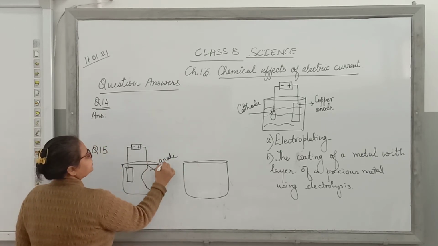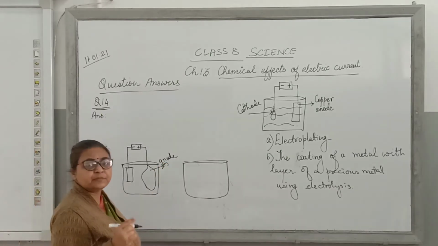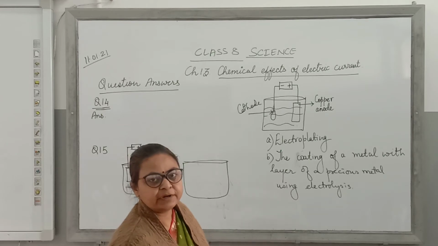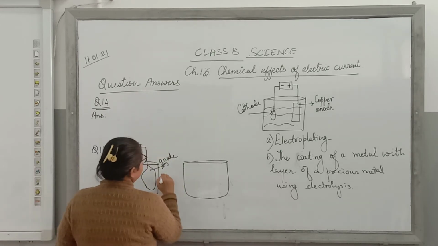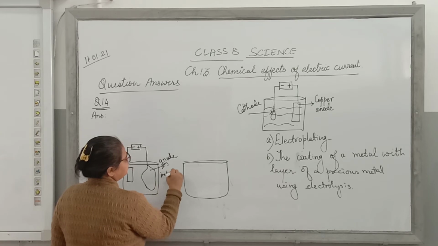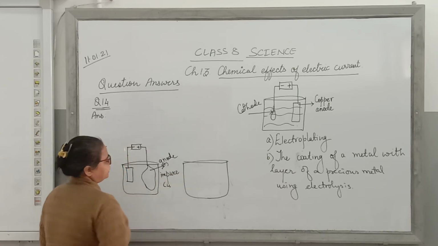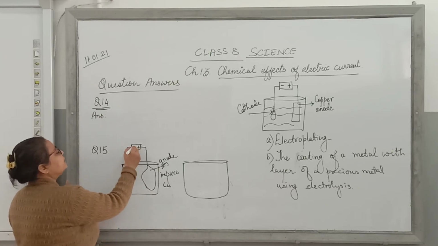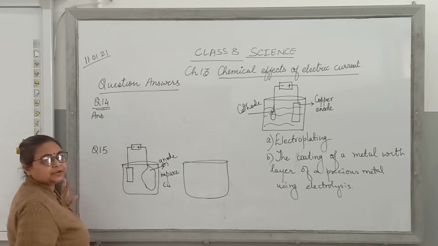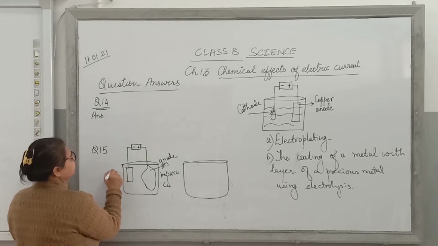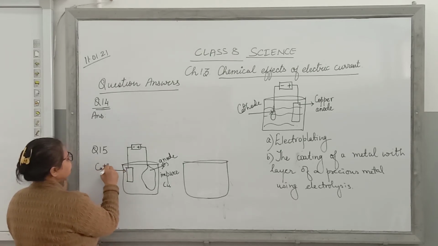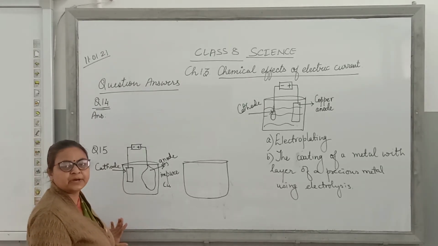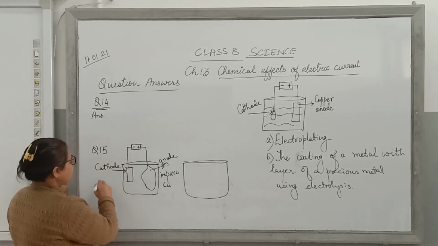This is anode, that is positive electrode. And what is anode made up of in electrorefining of copper? Anode is made up of impure copper. So anode is impure copper. And this side, the electrode which is connected to the negative end of the battery, we call it cathode. And in the process of electrorefining of copper, cathode is made up of pure copper.